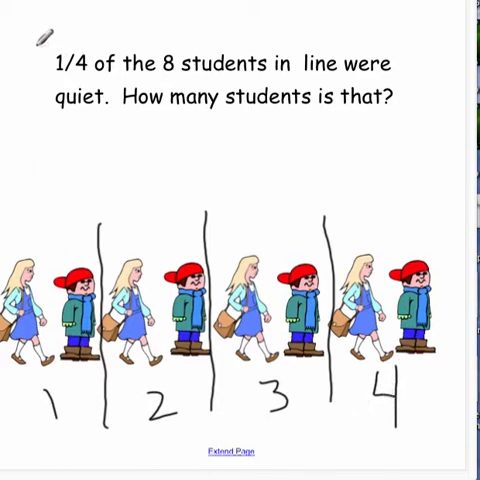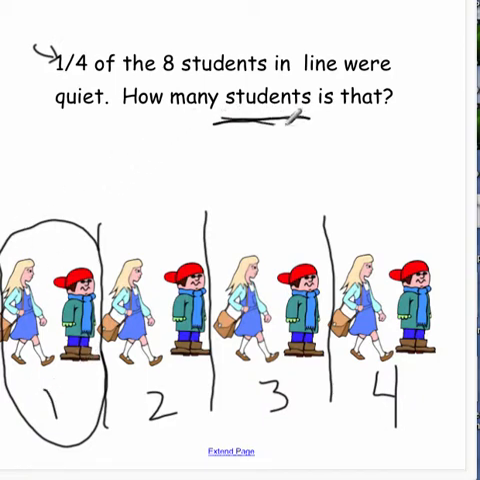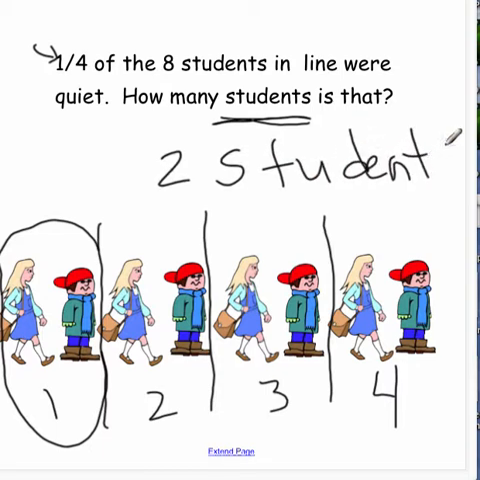I'm going to go back to my top number right here. That tells me I need to count up 1 group. Here it is right here. So I have 2 students in one of my groups out of 4. So this shows me that 1/4, 1 out of 4 groups, was quiet. So the answer to my question, thinking in terms of students, how many students is 1/4? It is 2. 2 students are in 1/4 of my class. 1/4 of my group of 8 is 2.